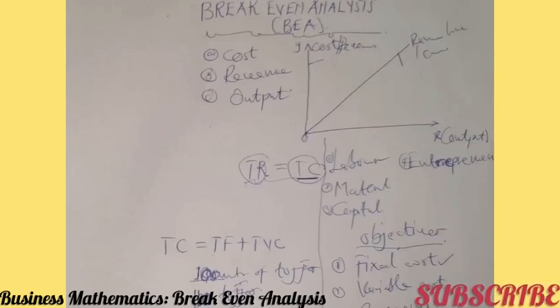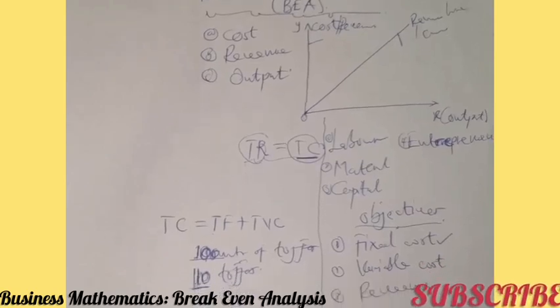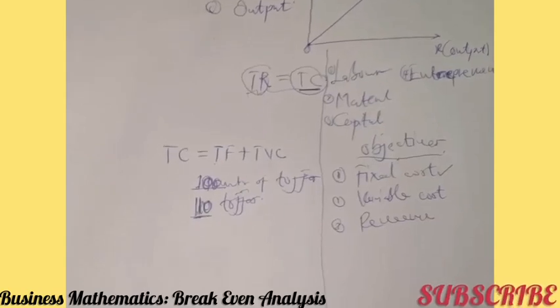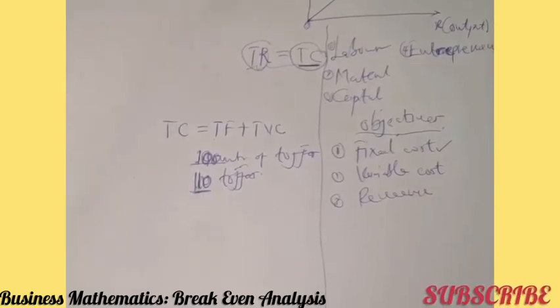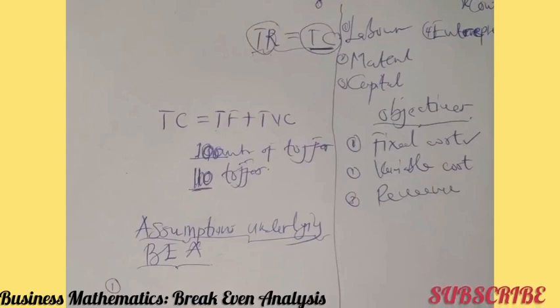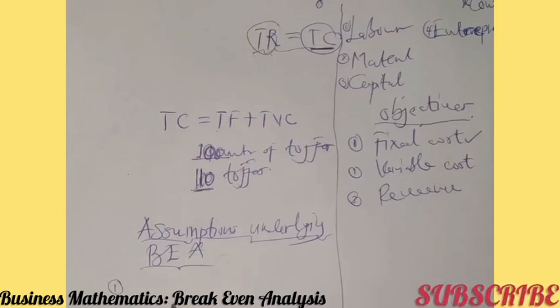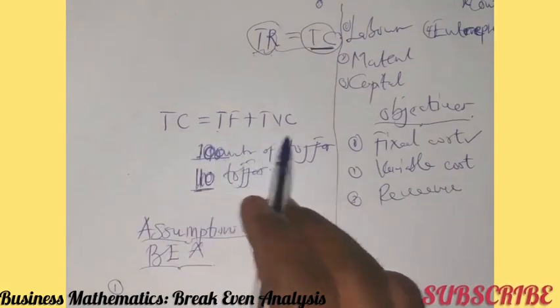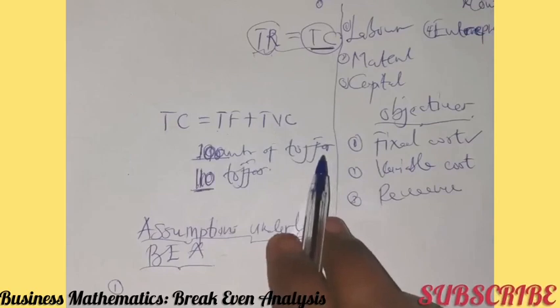So let's look at an aspect of break-even analysis, and we are going to look at the assumptions underlying break-even analysis. One of the assumptions under break-even analysis is that your total cost can be separated into fixed and variable cost components. And it's true. We said that total cost is equal to total fixed cost plus total variable cost. That's one of the underlying assumptions.